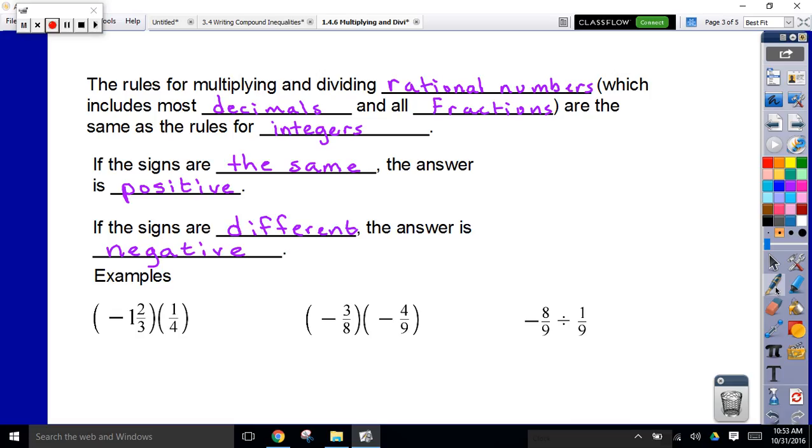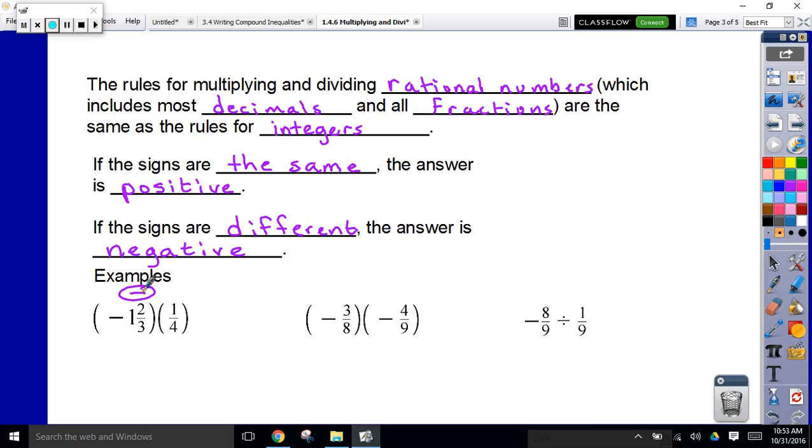Okay, so let's look at our examples. In the first example, we have a negative times a positive. Marissa, will my answer be positive or negative? Negative. So I'm just going to put a little negative sign up here and circle it, so I know that I'm going to have a negative answer there. What do I need to do to multiply this example? Jay? You need to put your 1 2/3 into an improper fraction. Good. Switch it to an improper fraction.